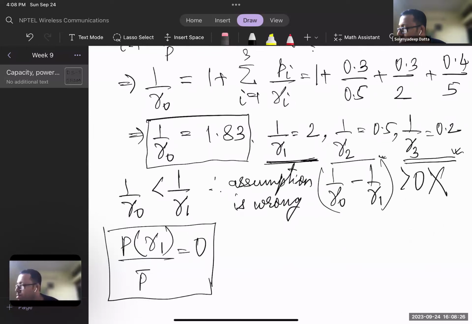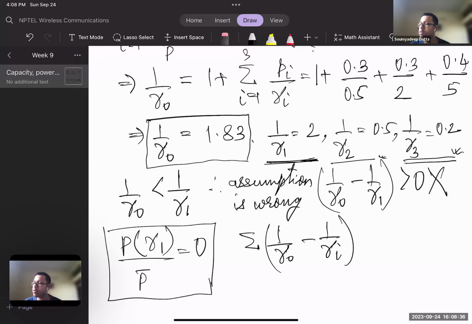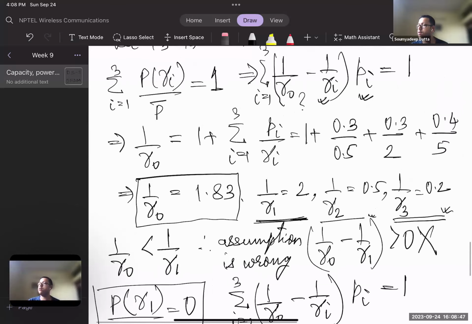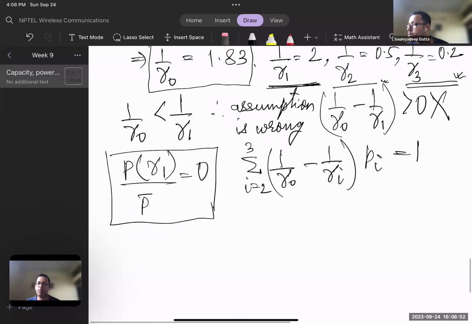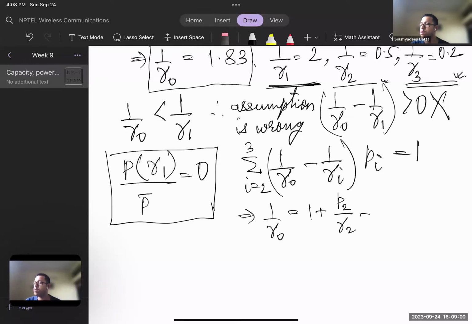Now let us solve for the other two. For the second and third channel, how much power can we allocate? For that, 1 by gamma naught minus 1 by gamma I, Pi equal to 1 for I equal to 2 to 3. We are ignoring the first channel state completely. And over here, if we do the solution, we will get 1 by gamma naught equal to 1 plus P2 by gamma 2 plus P3 by gamma 3.